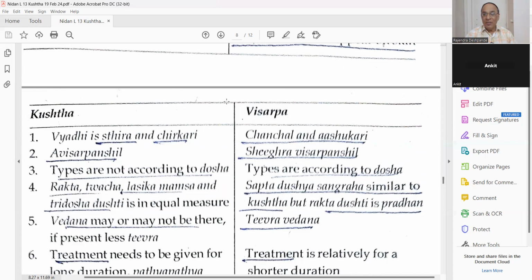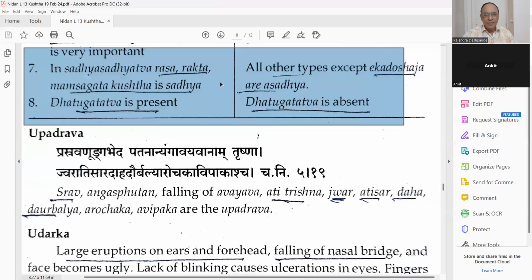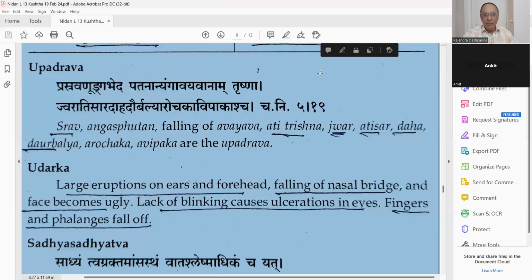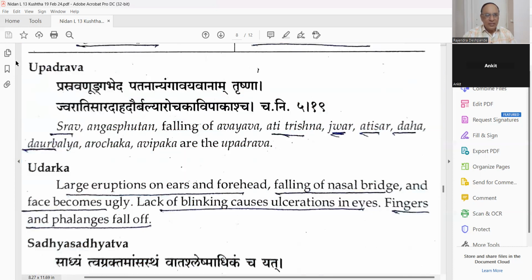Describe Kushtha with Nidana Panchaka, that is LAQ, 15 marks. So you have to write down all: Mahakushta, Kshudra Kushta, their dosha pradhanya, symptoms, everything, 2, 3, 4 pages. Now we are at the last point of Kushtha, Upadrava, that is, complication.